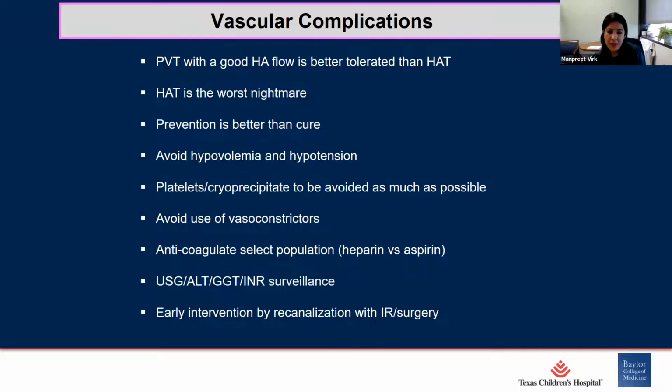We do anticoagulate at our center a select population, and these are usually the younger kids, or depending on the surgeon's experience in the OR, they will come back with a low-dose heparin drip, usually 10 units per kilo per hour. And these patients are eventually transitioned over to aspirin prophylaxis once you're able to tolerate enteral intake.